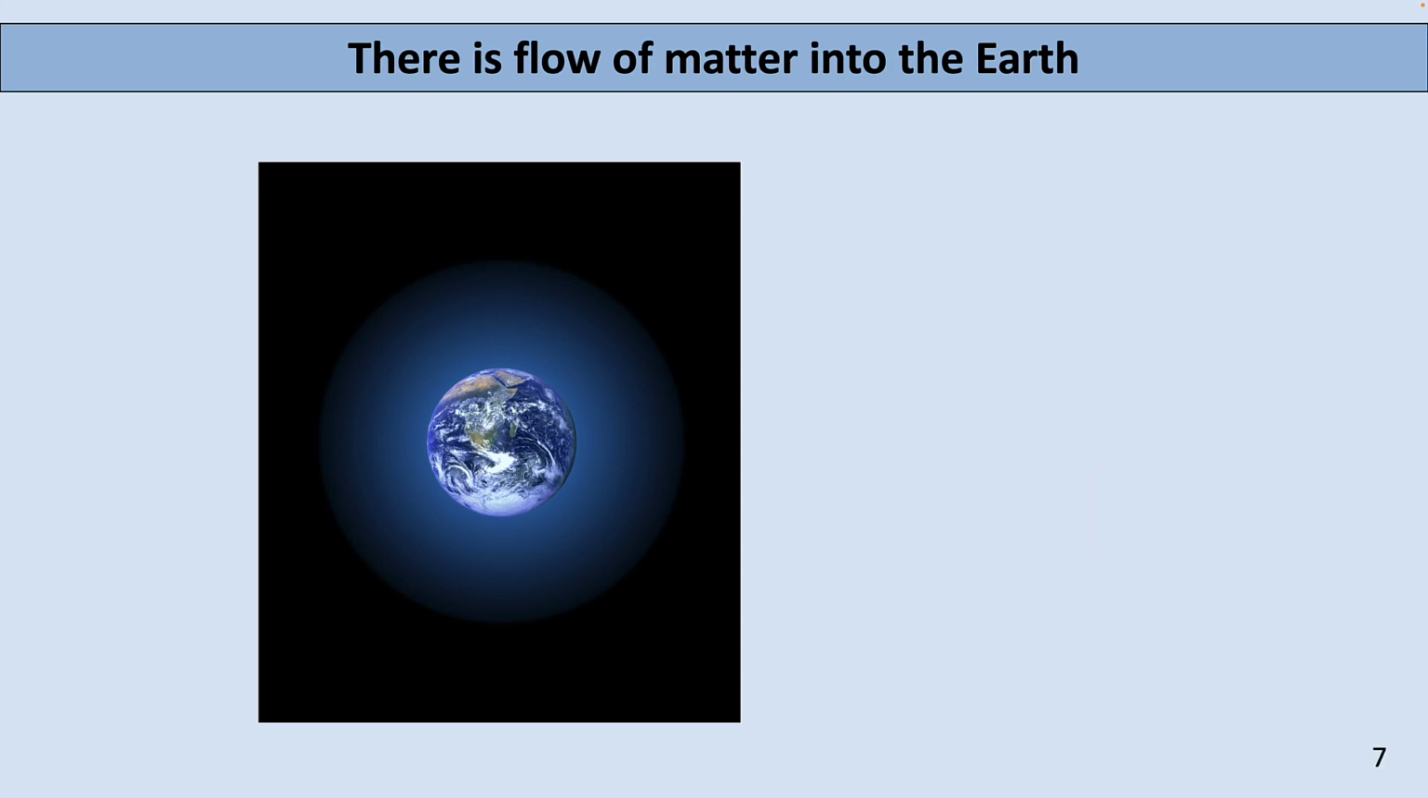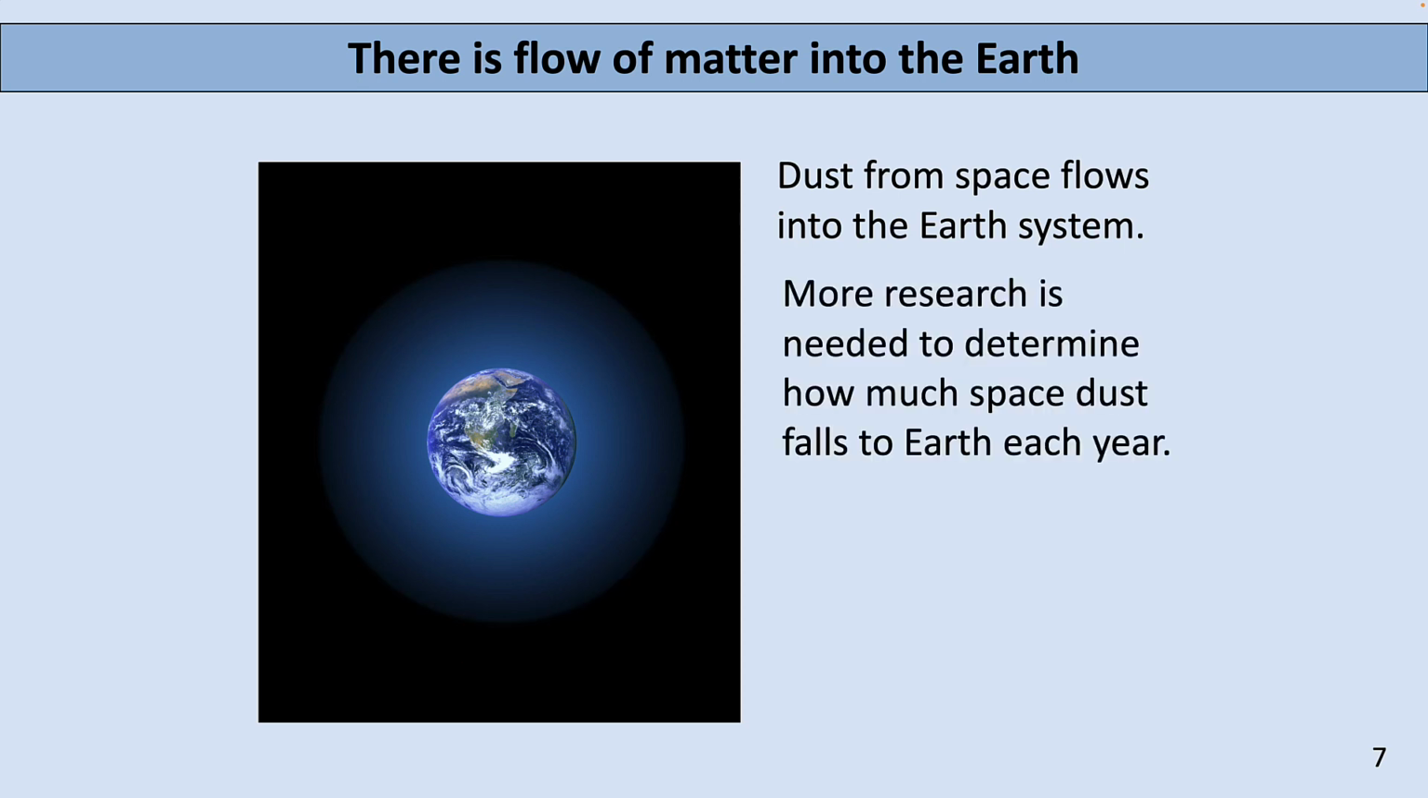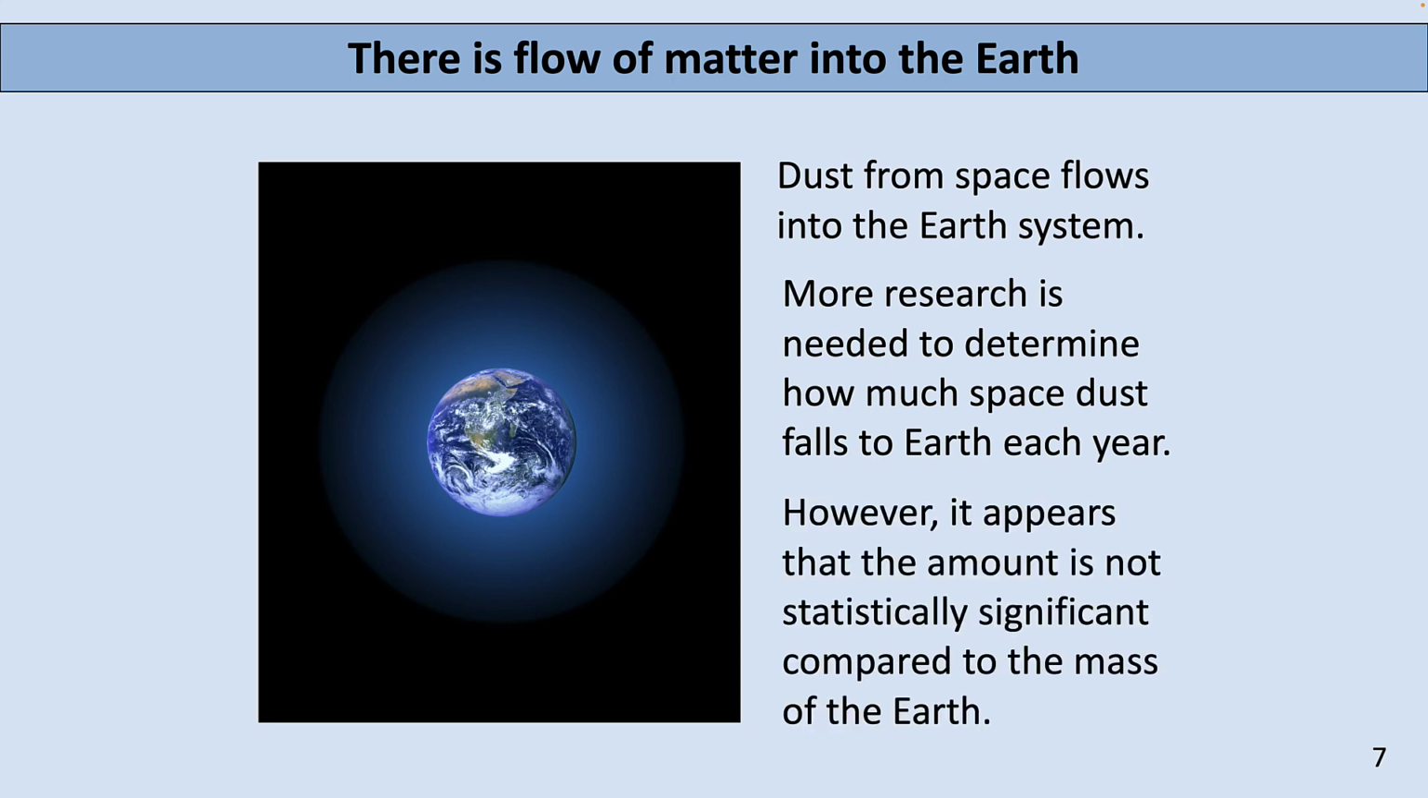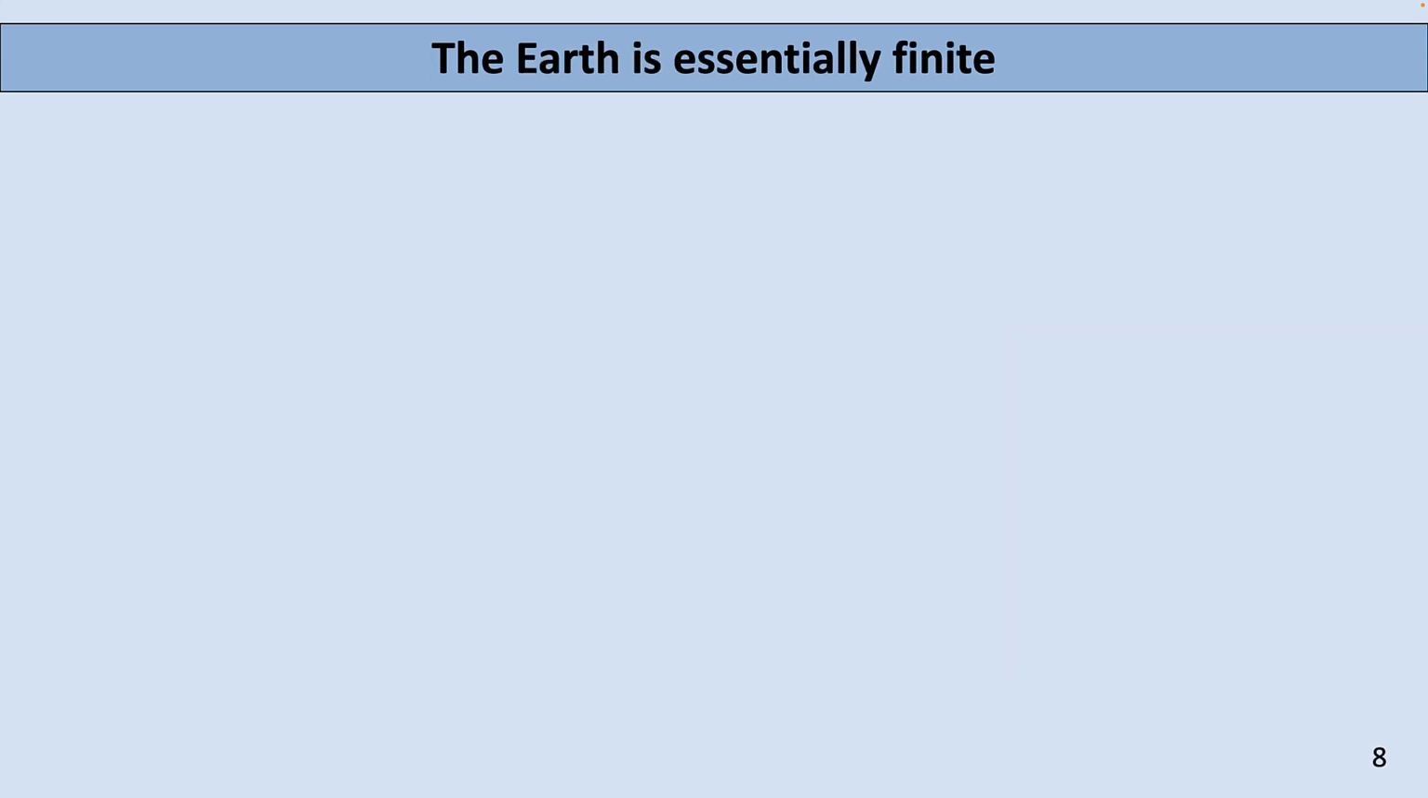There is a flow of matter into the Earth. Dust from space flows into the Earth system. More research is needed to determine how much space dust falls to Earth each year. However, it appears that the amount is not statistically significant compared to the mass of the Earth. The Earth is essentially finite.